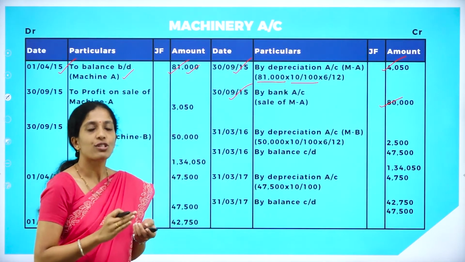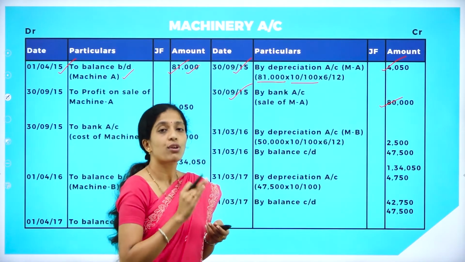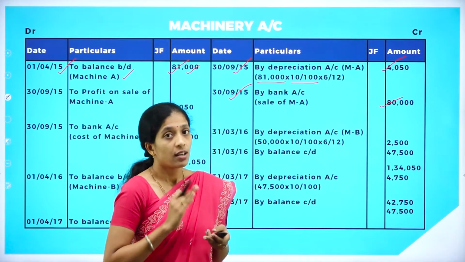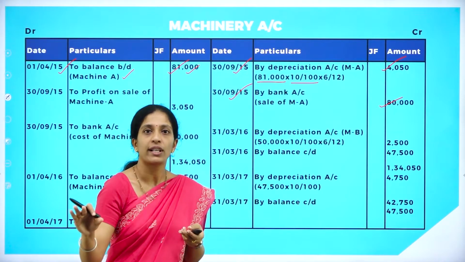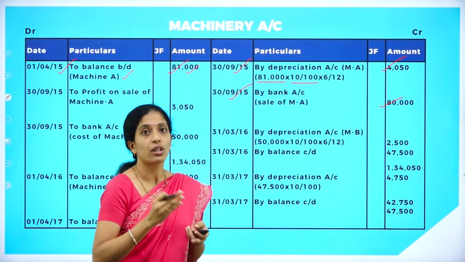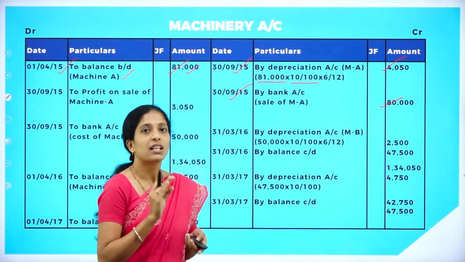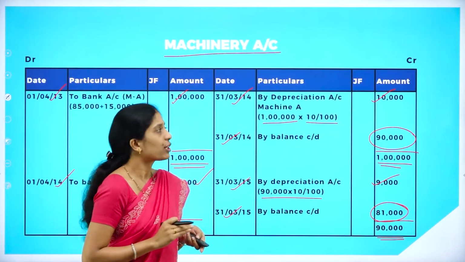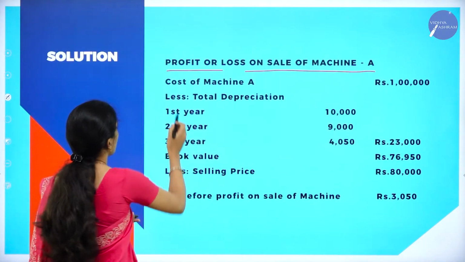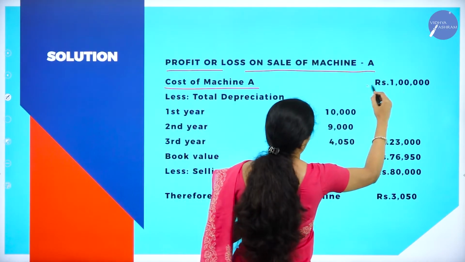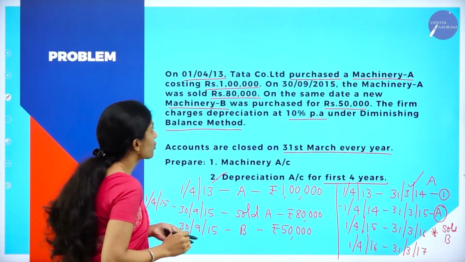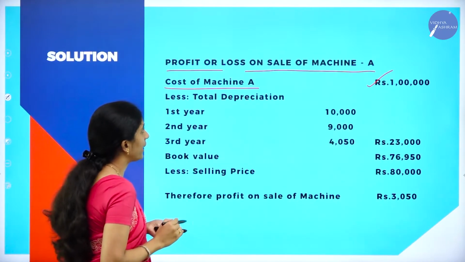Now we have to see whether machine A was sold at a profit or loss. In between they have sold the machine. For 2 years it was there for the whole year, and in the third year they sold the machine. How to check this? Cost of machine A. What is the original cost of the machine? That is rupees 1 lakh.